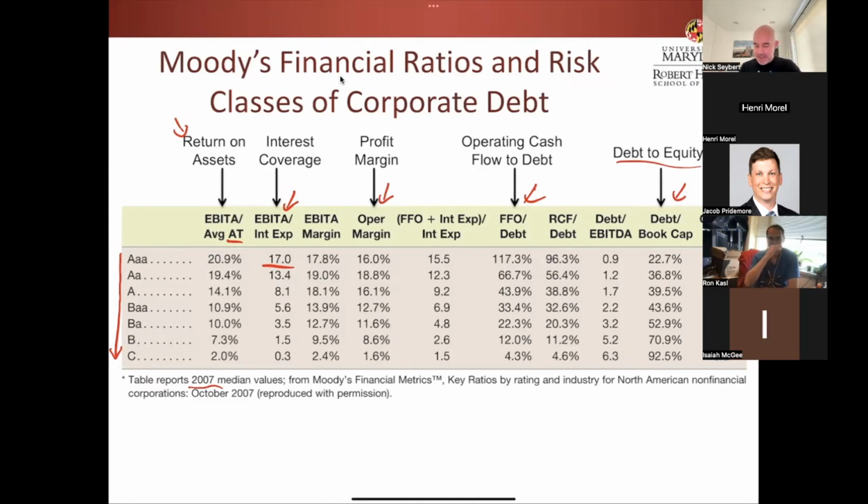And you can see here debt to book cap is just equity. Again, another weird way of saying equity. Book cap, just like market cap is market equity value, book cap is the equity on the balance sheet. So you can see you start out 22% debt ratio, leverage ratio for the top bucket. For the bottom bucket, you've got 92.5% of equity in debt.